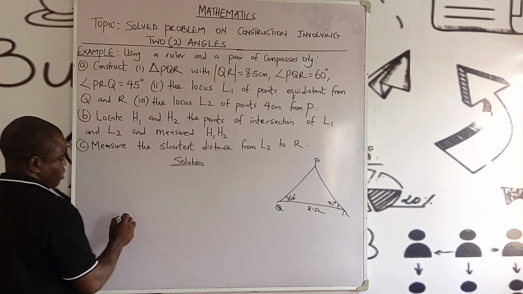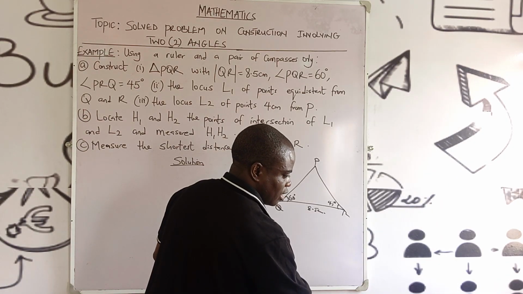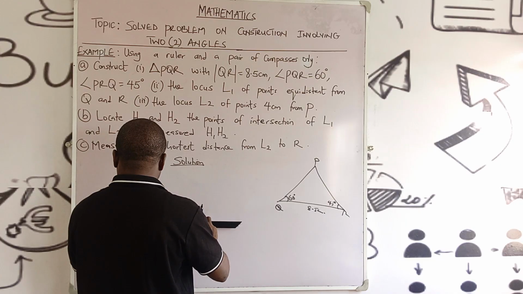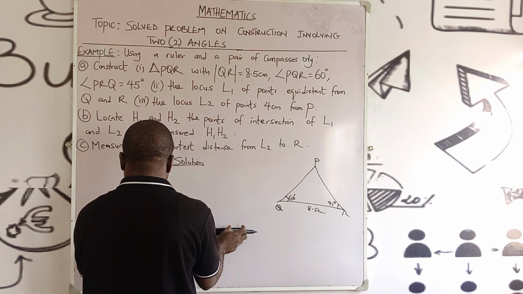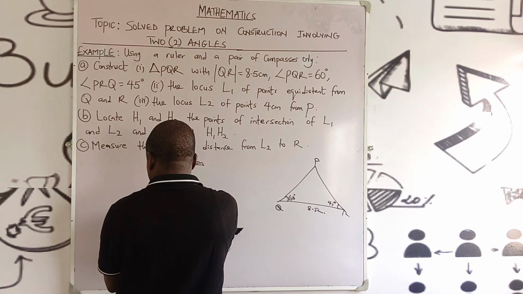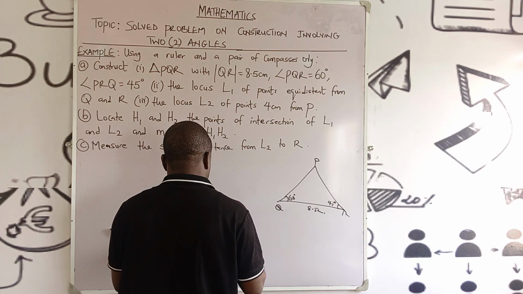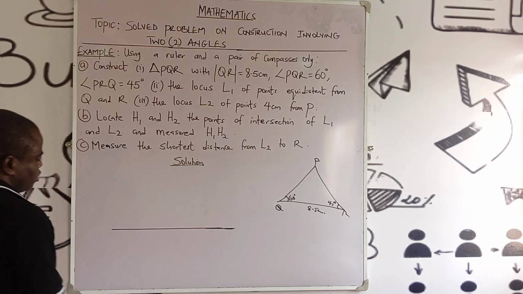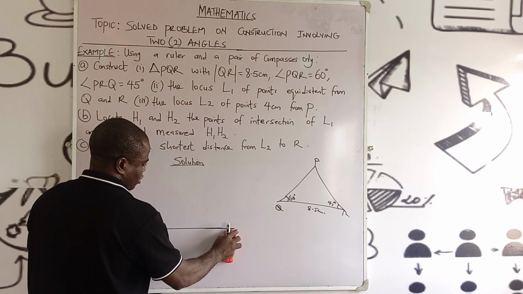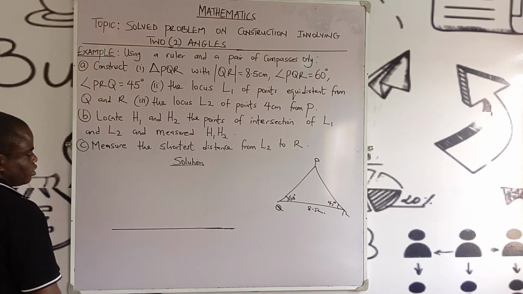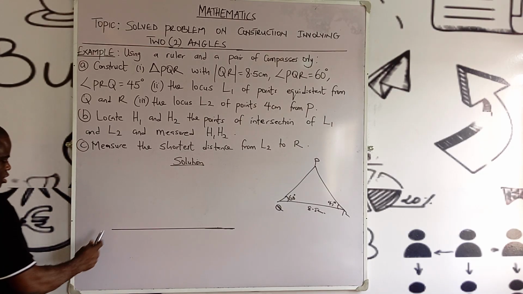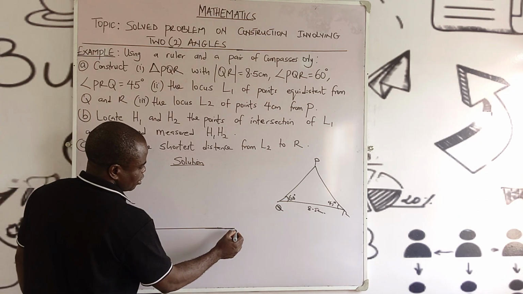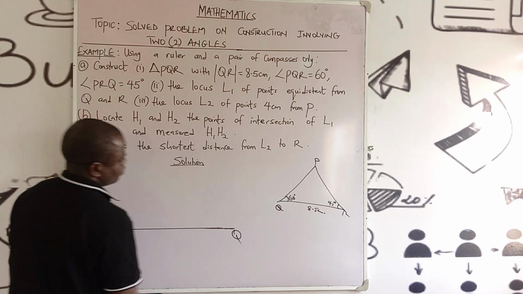Okay, take your ruler and have a straight line. Have a straight line and label this to be P and this side to be Q.